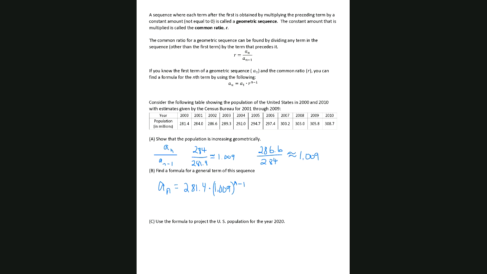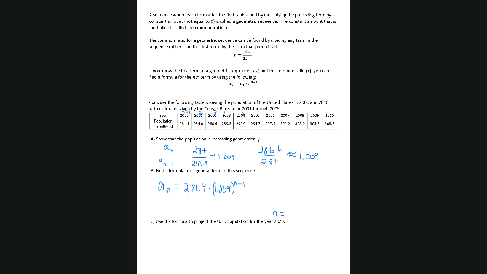The next question I have says to use the formula to project the U.S. population for the year 2020. So let's think of what n goes along with the year 2020. Think about this. The year 2000 is n equals 1. This is n equals 2. This is n equals 3. This is n equals 4. This is n equals 5, and so on.